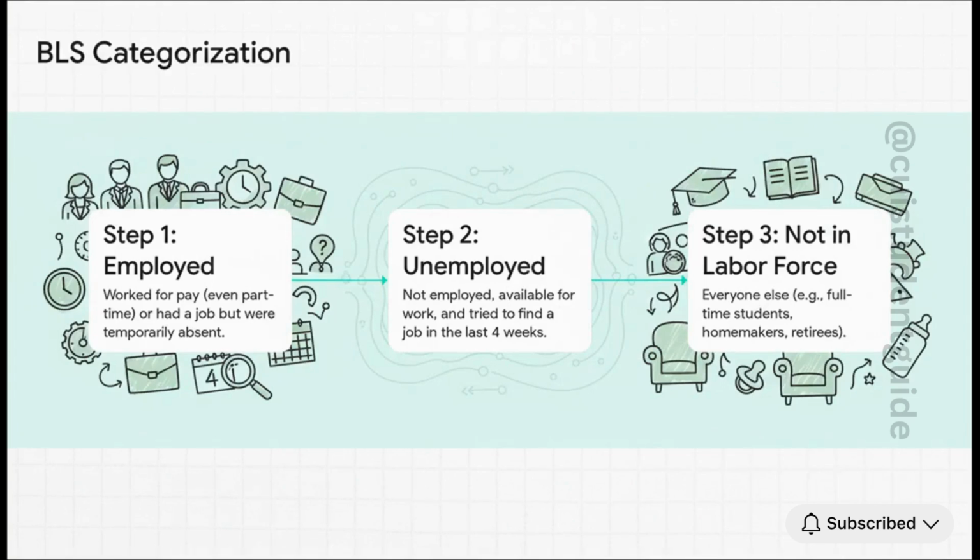So based on the answers from that survey, the BLS puts every adult, that's anyone 16 or older, into one of three boxes. First, you've got the employed. This is pretty straightforward. If you worked for pay, you're in this group. Next is the unemployed. Now this definition is super important. To be counted here, you can't just be without a job. You have to be available to work and have actively looked for a job in the last 4 weeks. If you haven't, you land in the third box, not in the labor force. This is basically everyone else. Full-time students, retirees, stay-at-home parents, you get the idea.